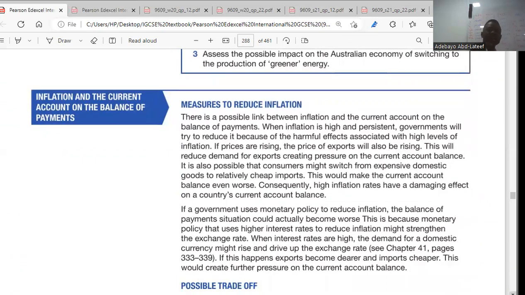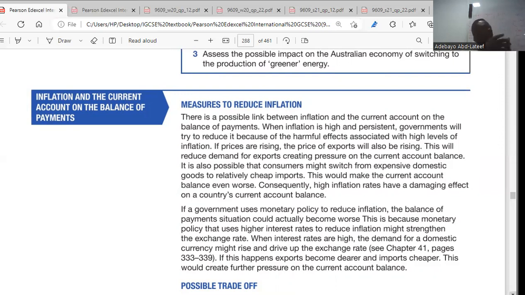When inflation is high and persistent, government will try to reduce it because of the harmful effects associated with high levels of inflation. If prices are rising, the price of exports will also be rising. This will reduce the demand for exports, creating pressure on the current account balance. It is also possible that consumers might switch from expensive domestic goods to relatively cheap imports. This would make the current account balance even worse. Consequently, high inflation rates have a damaging effect on the country's current account balance. So let me talk about this before we go to the next paragraph.